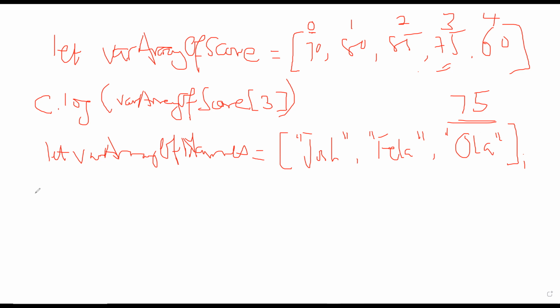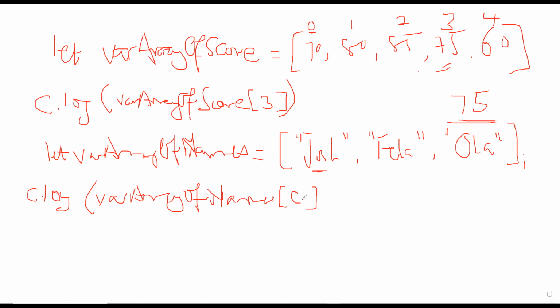The same thing is applicable. If I want to call any data out here, I will indicate the name of the variable, in this case, the array of names, then the operator, the square bracket, and if I'm interested in printing Josh, I will indicate the index number 0, and this will print out Josh for me.